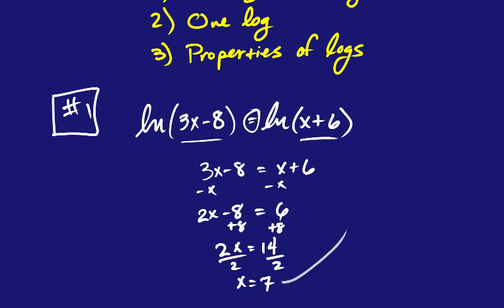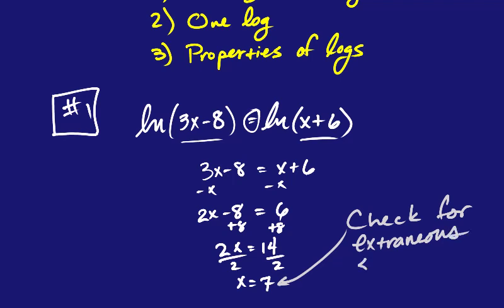I'd love to be able to say that you can mark that as your answer, but in logarithmic equations, you actually have to check for extraneous solutions. Remember, that just means you have to plug it back into the original. What you're looking for is whether that x value makes the inside of the logarithm 0 or negative. If it does, then you can't have that as an x value, because we can't take the logarithm of 0 or a negative number.